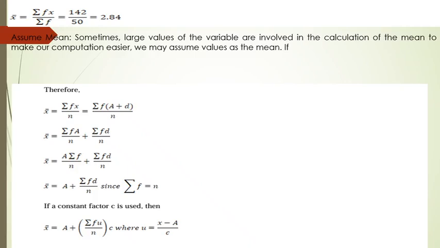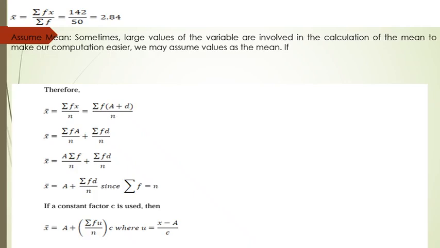Now, sometimes large values of variables are involved in the calculation of the mean. To make our computation easier, we may assume a value as the mean. Now from here, x bar is summation of fx all over n. When we take the assumed mean, it is summation f of a plus d over n. Now our x bar is, we use this summation f to multiply, to open the bracket, it will be summation of fa over n plus summation of fd over n.